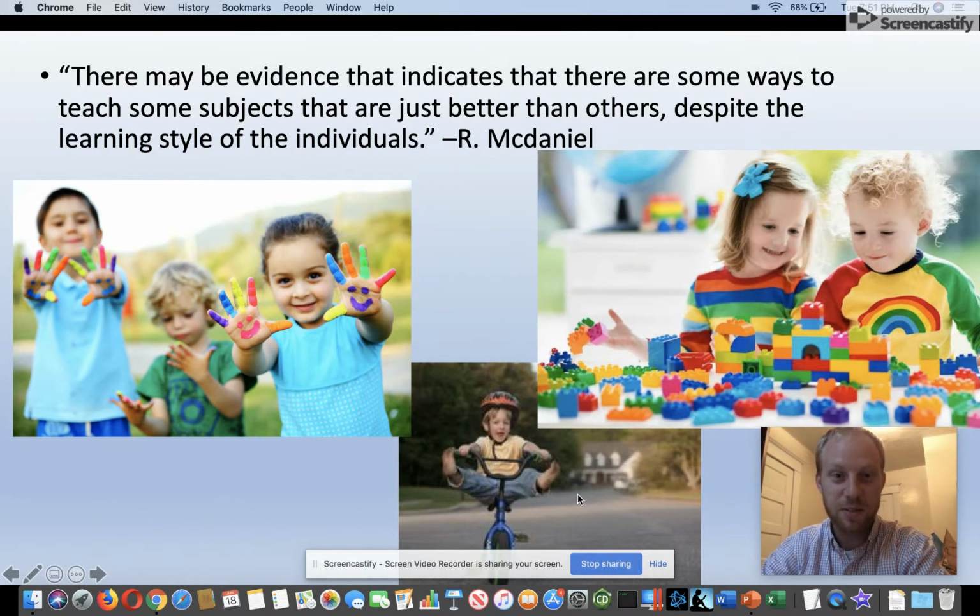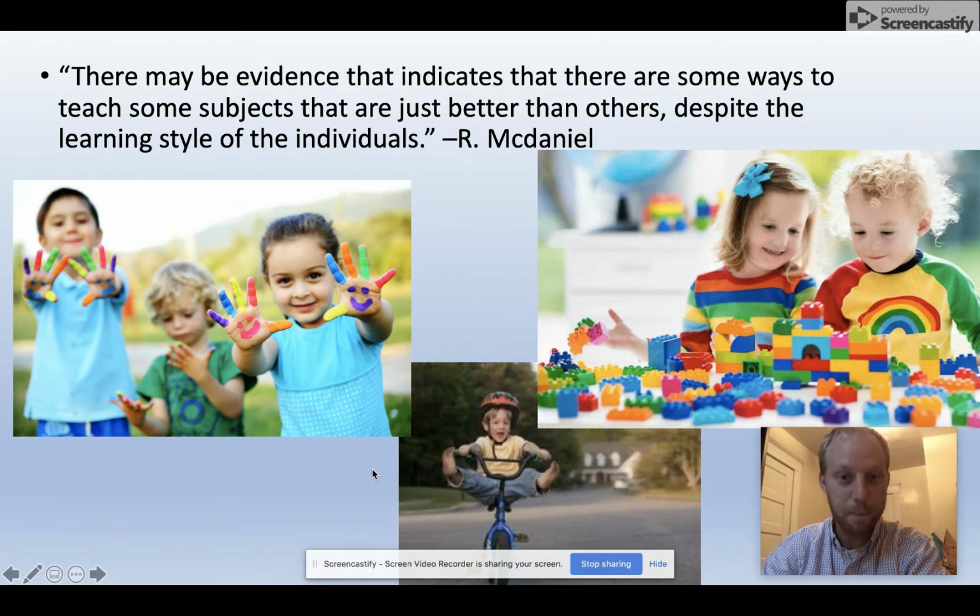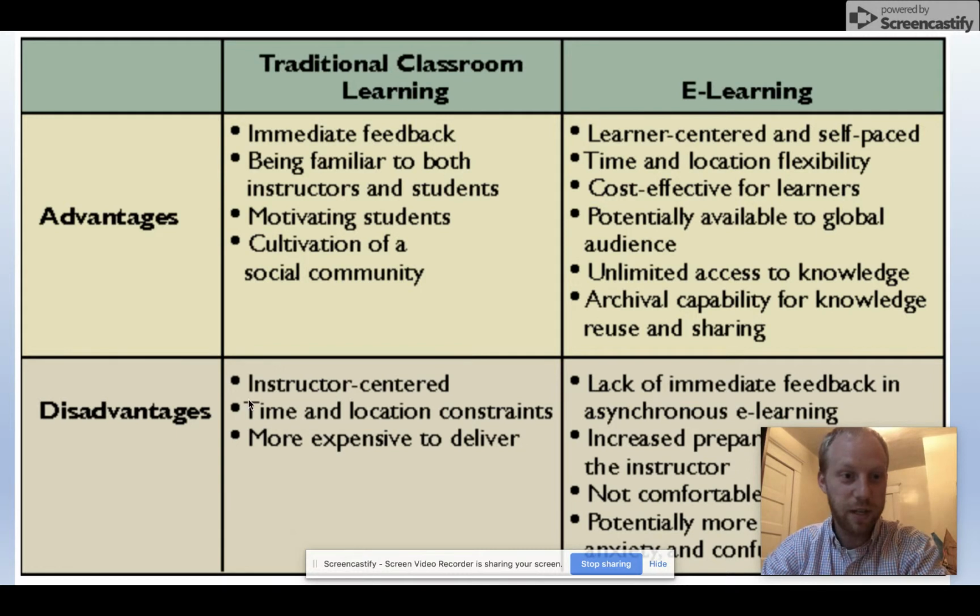Okay. So there's a best way to teach each thing, and it does not necessarily match a learning style of an individual. It matches the learning style of a standard. Okay, we're in the 21st century.